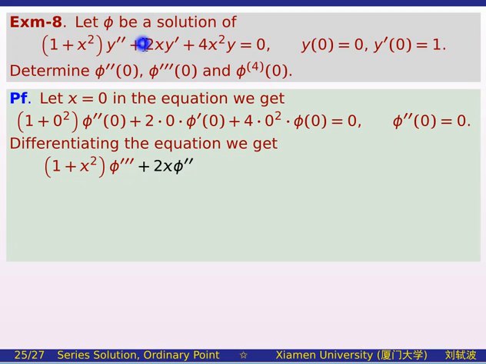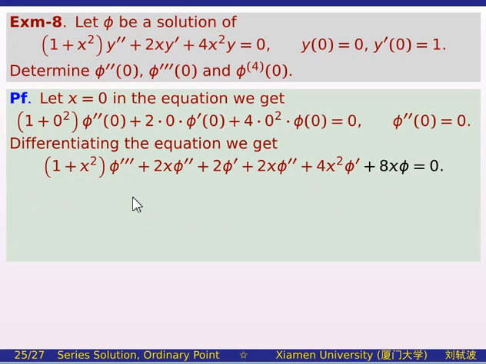And next we differentiate this term. So this is 2y prime plus 2x y double prime. And now this term: it is 4x squared y prime plus the derivative of 4x squared, that is 8x, times y. So differentiating the equation, we get this equality.